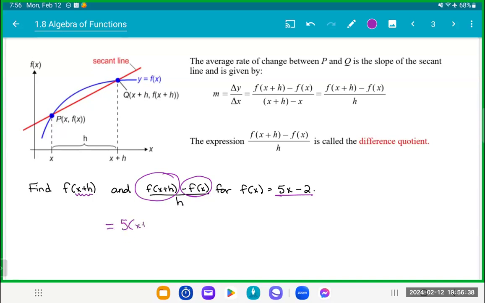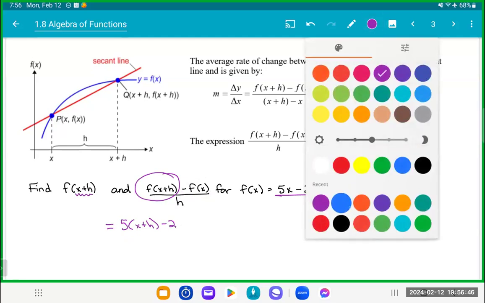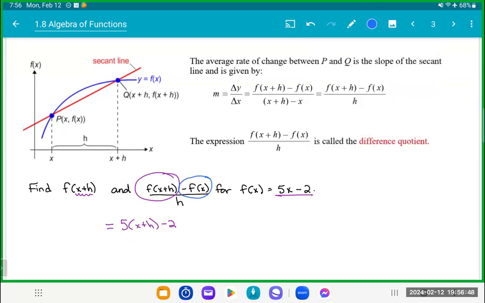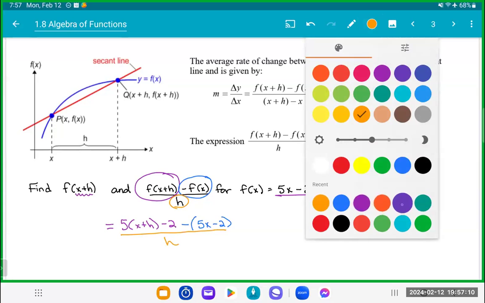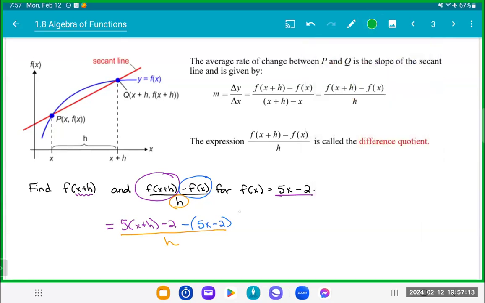So that equals 5 times (x plus h) minus 2. Then we're going to subtract the entire equation, which is 5x minus 2, and then put it over h. Does everybody see how that transpired? Okay. Now let's just plug this away and simplify it.